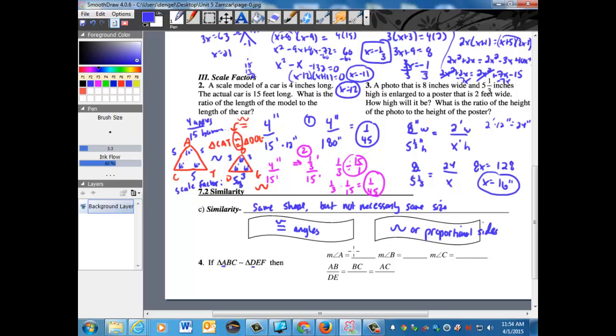So we know that measure of angle A is going to equal the measure of angle D. Measure of angle B is going to be equal to the measure of angle E. And measure of angle C is going to equal the measure of angle F. Furthermore, if I went AB, 1, 2, I would have to go DE. If I went BC, then I'm going 2 to 3, so 2 to 3, that would be EF. And then AC, first to last, would be DF.